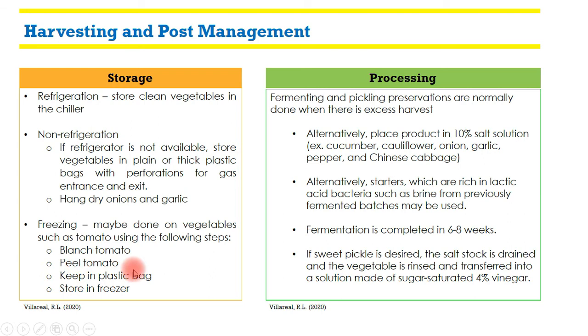For the processing of our produce, fermenting and pickling preservation are normally done when there is an excess harvest of our produce. Alternatively, place the product in a 10% salt solution, for example cucumber, cauliflower, onion, garlic, etc. Alternatively, starters which are rich in lactic acid bacteria, such as brine from previously fermented batches, may be used. The fermentation process is completed in 6 to 8 weeks.